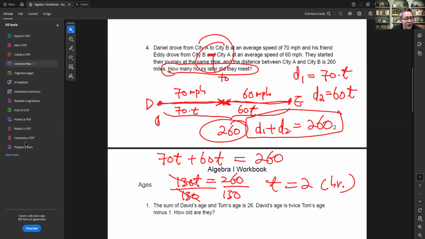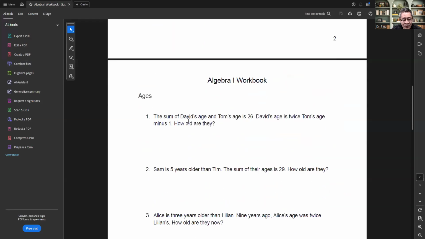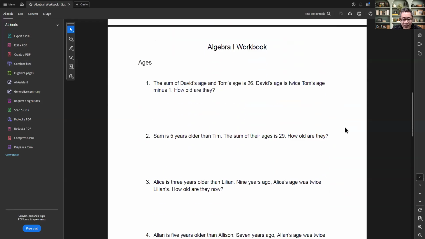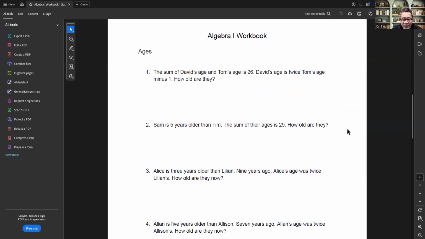Okay, very good. Now we're looking at the age problem. Here again, we're going to translate the sentence into math equations. First of all, it said the sum of David's age and Tom's age is 26.